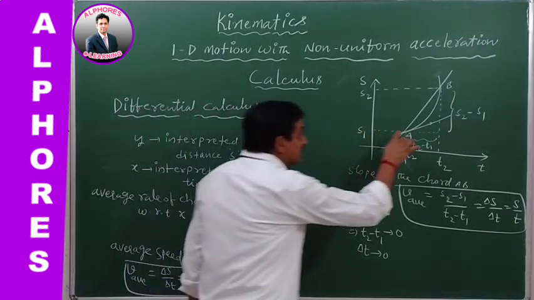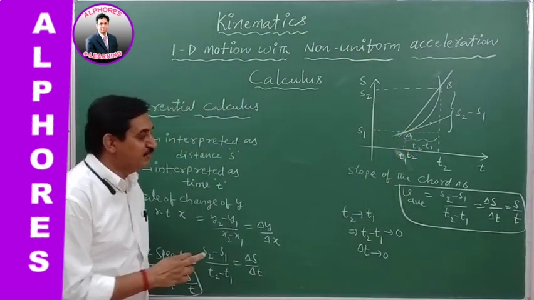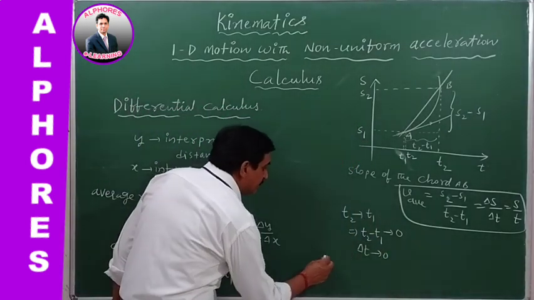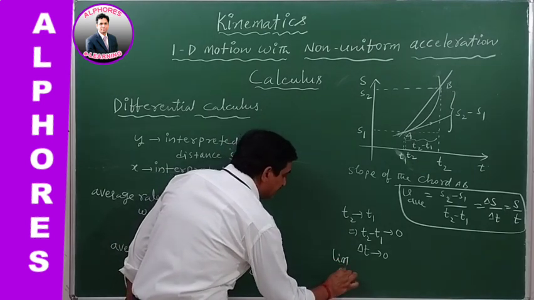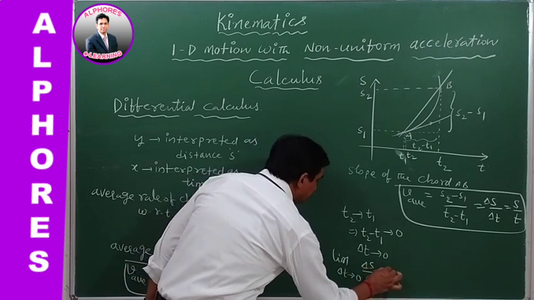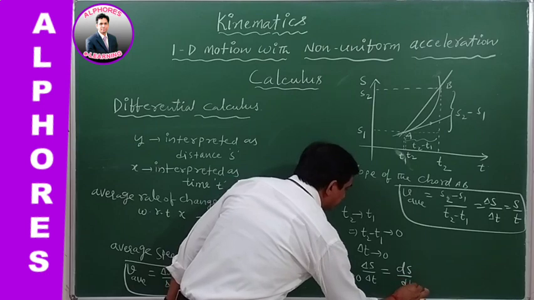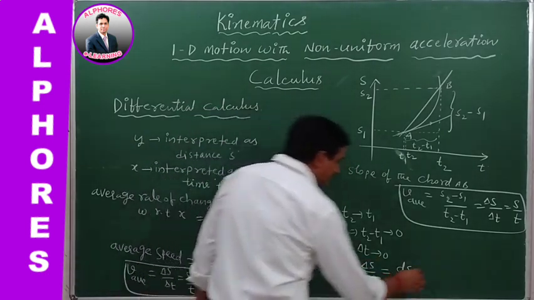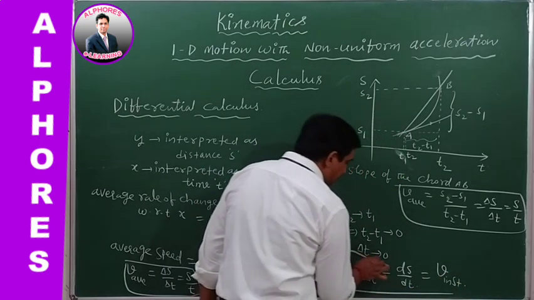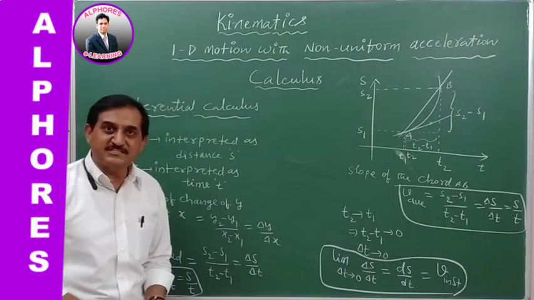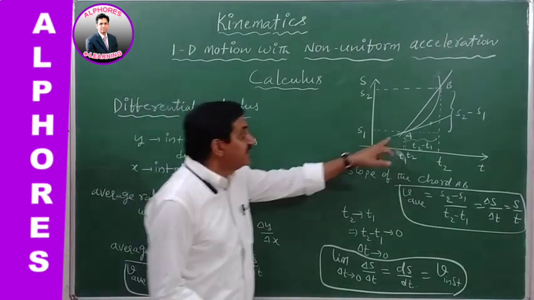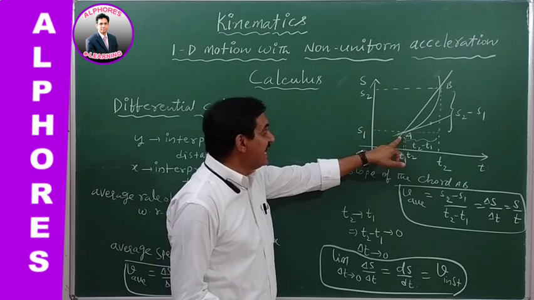Now what does the tangent give? Instantaneous speed. How? When we apply the limit, delta T tends to 0, delta S by delta T leads to ds by dt, which gives instantaneous speed. So who gives this instantaneous speed in the geometrical representation? The tangent. How can you get a tangent from the chord?